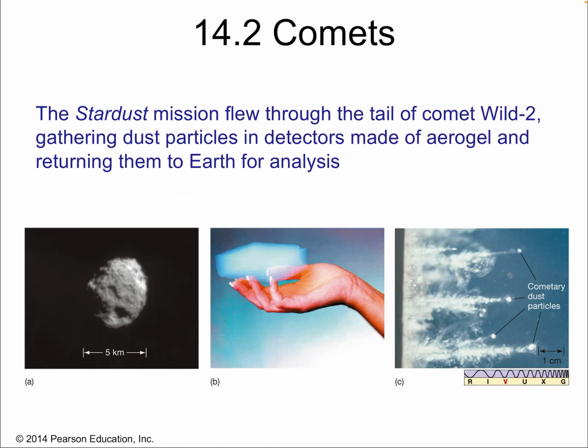So a little bit more about comets. The Stardust mission flew through the tail of the comet Wild 2, gathering dust particles in its detectors made of aerogel, a very, very low density gel, and returning them to Earth for analysis. So we actually caught the particles in the gel. The gel is so light that it was able to trap these individual particles, which are tiny, tiny little particles, but they're actually embedded in there. It was a great opportunity for scientists, because what it took to stop these particles gives you some idea of how energetic they were, and we also have them for direct chemical analysis.